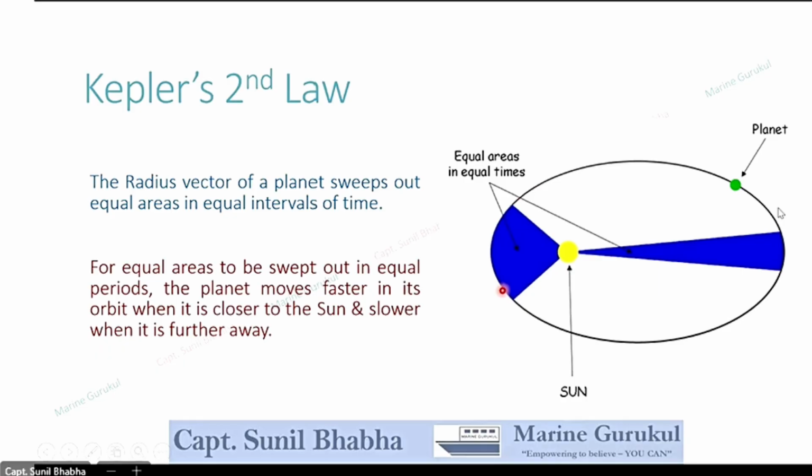So this is Kepler's second law of planetary motion. The radius vector of a planet sweeps out equal areas in equal intervals of time, indicating to us that the planet will be moving faster in its orbit when it is closer to the sun, and it will be moving slower in its orbit when it is farther away from the sun.